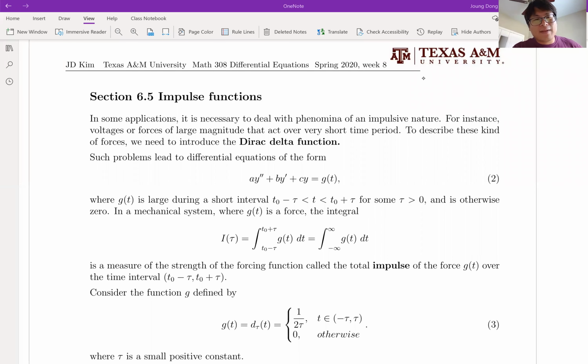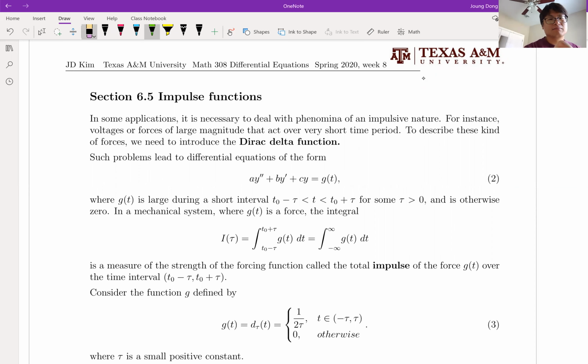Okay, welcome back. Let's talk about another important function for the Laplace transform, which is the impulse function. Before starting with the impulse function, we have to understand impulse. What is impulse? Let me try drawing it again. This is an impulse, okay? So we would love to talk about this kind of situation with a mathematical function.